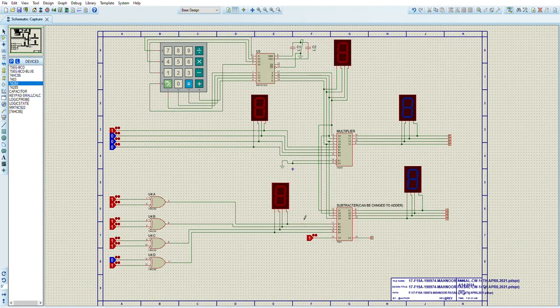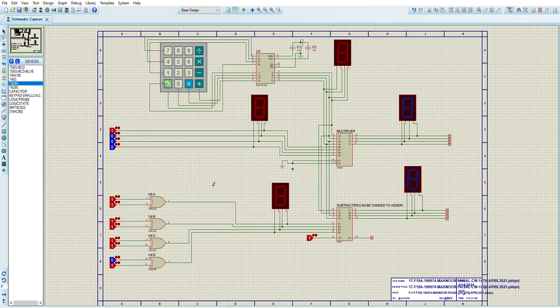So here today we would be discussing how to make an adder, how to do addition and subtraction and multiplication functions using ICs and 4-bit ICs. And we're using a keypad.